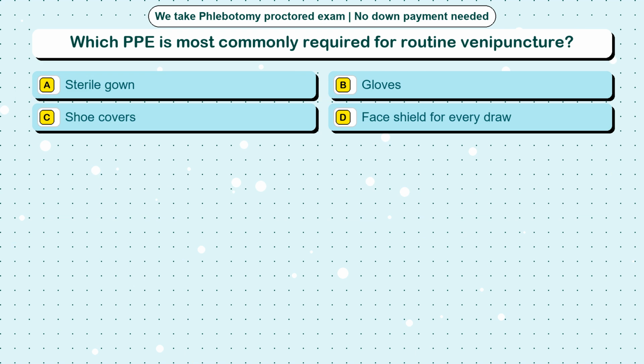Question 24. Which PPE is most commonly required for routine venipuncture? Option A, sterile gown. Option B, gloves. Option C, shoe covers. Option D, face shield for every draw.